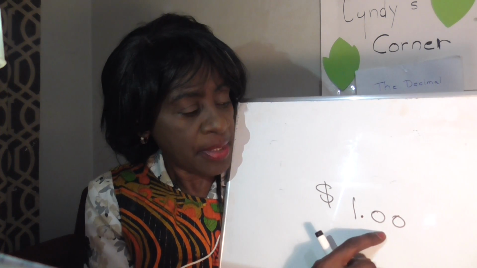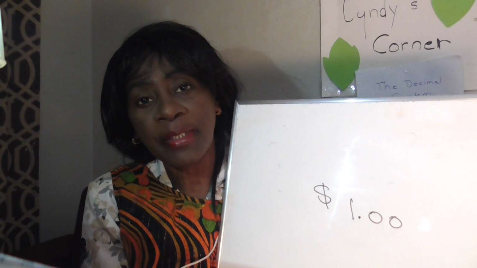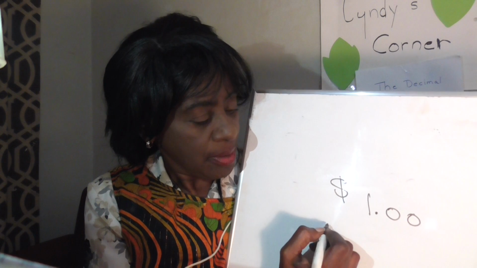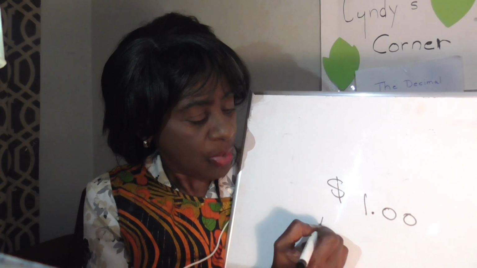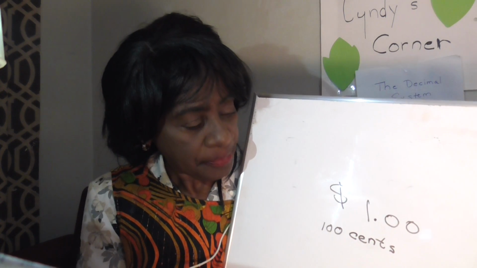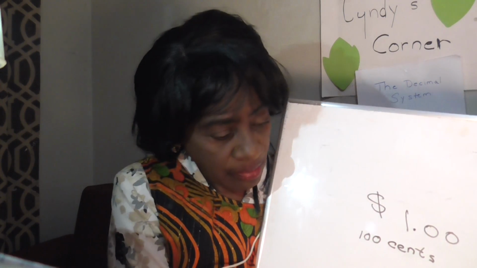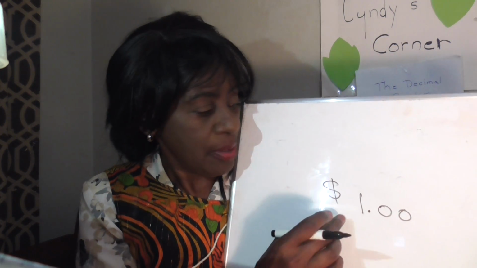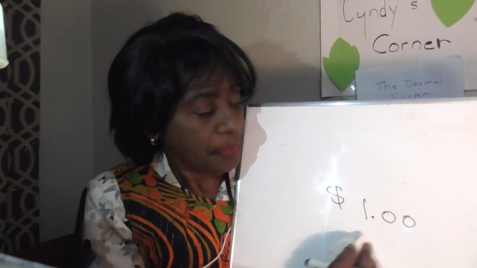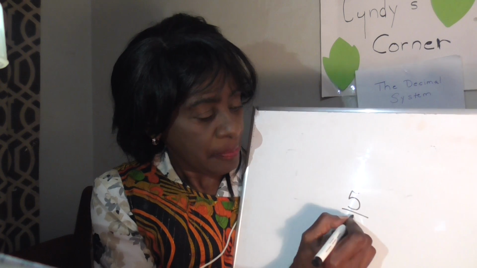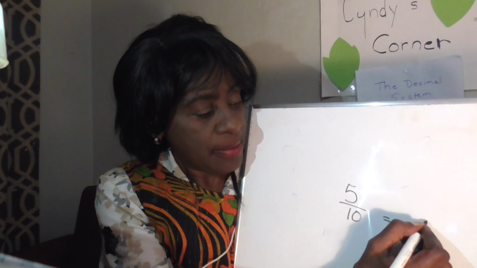$1. There are two zeros here. The 10th column has a 0. The 100th column has a 0. The American dollar is represented $1 or 100 cents. The relationship is written in decimal form, which is 1.00, $1. That's an example. Half is written in decimal form as 25.